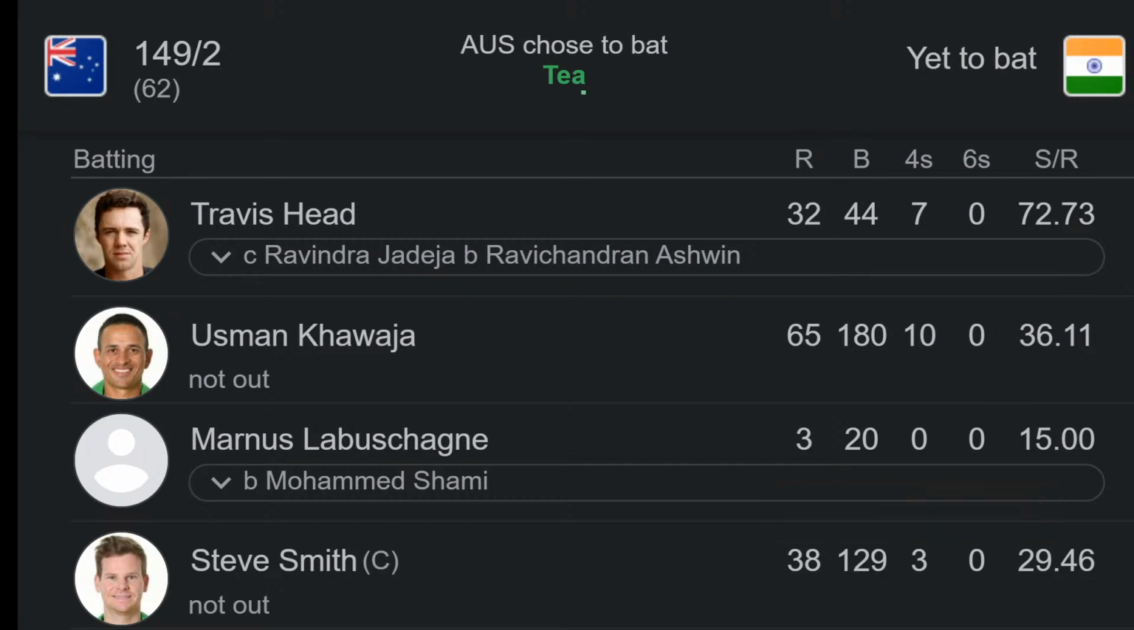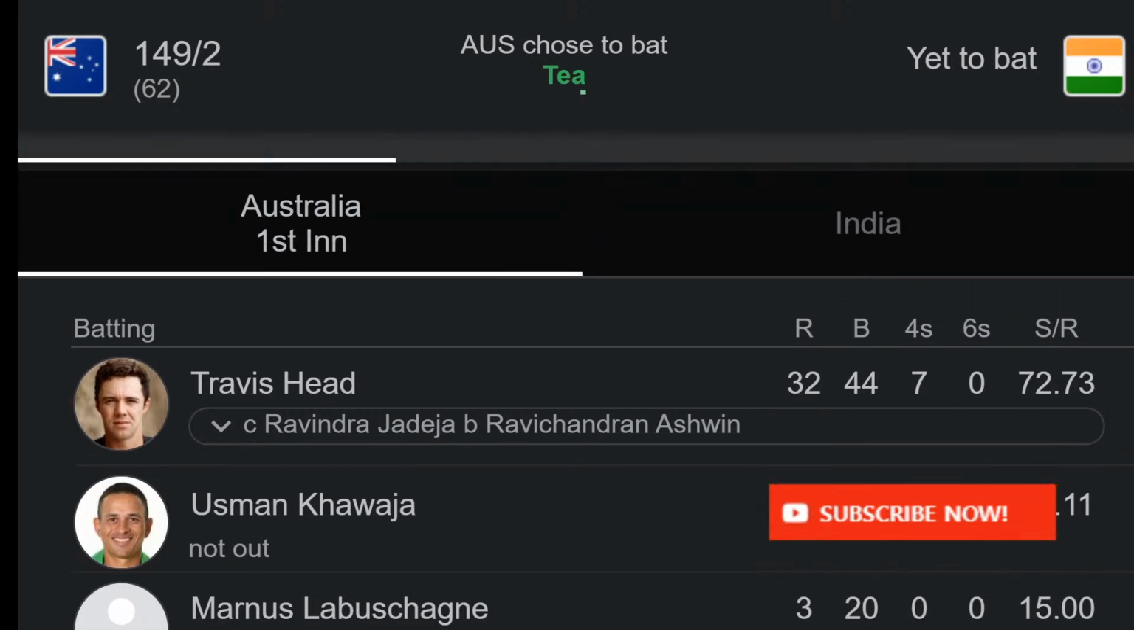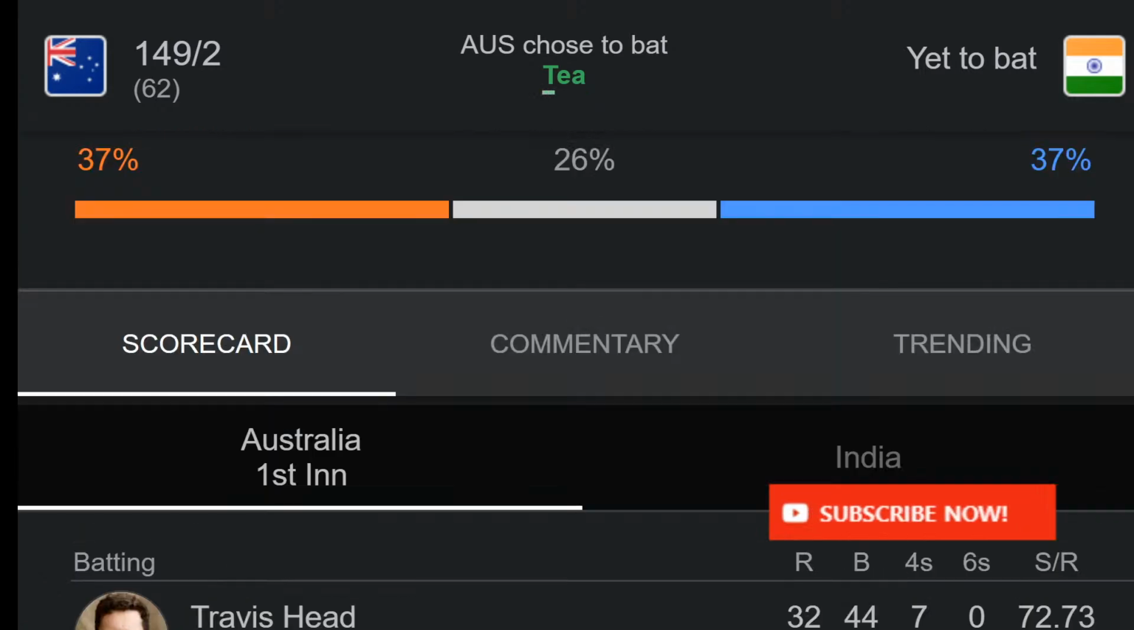Khawaja scored his third 50 in this series. Usman Khawaja, with 218 runs, is the most run getter of Australia in this series. He has scored 218 runs. Test Day 1, Australia 149 for the loss of 2 wickets.